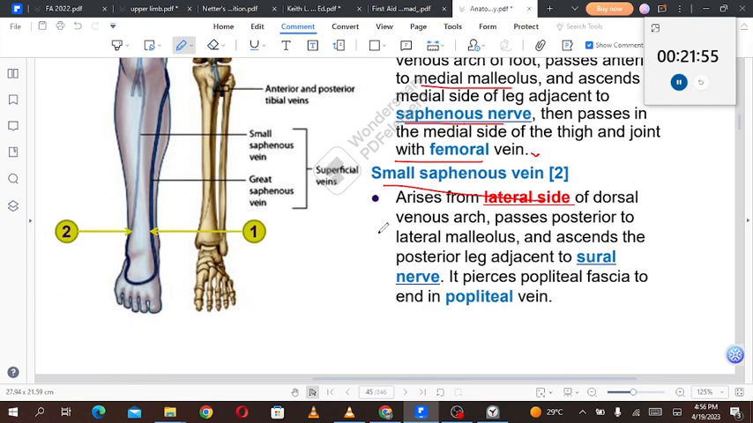The small saphenous vein arises on the lateral side of the dorsal venous arch, passes posterior to the lateral malleolus, and ascends on the posterior leg adjacent to the sural nerve. It pierces the popliteal fossa to end in the popliteal vein.